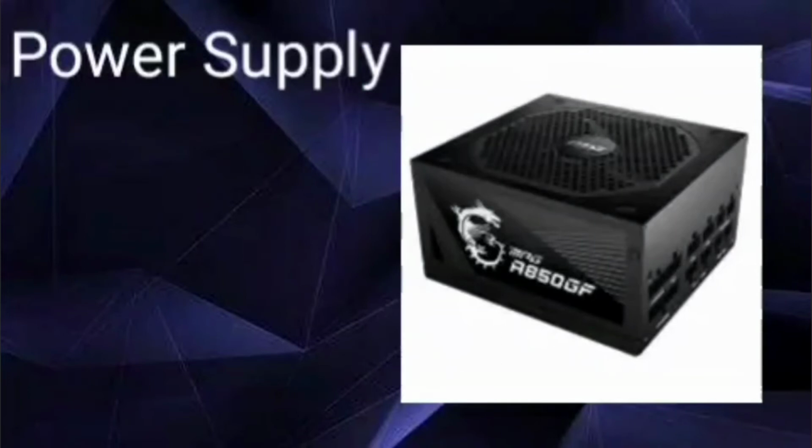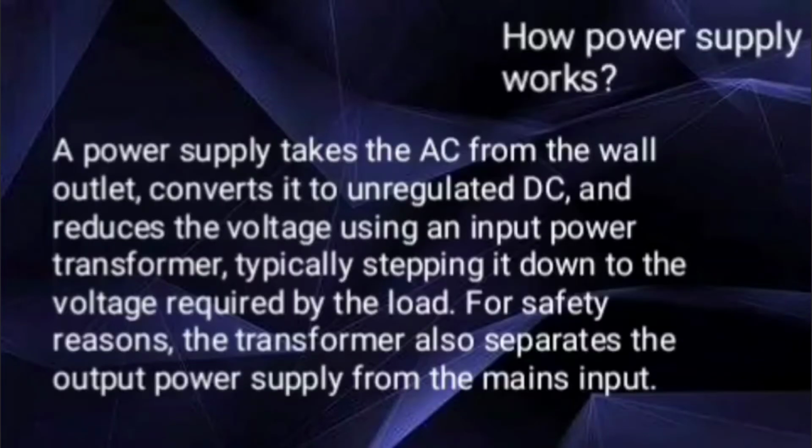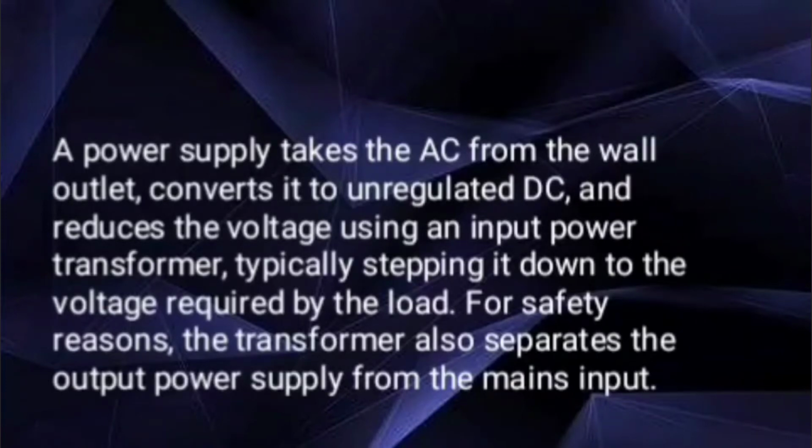Power supply. A power supply takes the AC from the wall outlet, converts it to unregulated DC, and reduces the voltage using an input power transformer, typically stepping it down to the voltage required by the load. For safety reasons, the transformer also separates the output power supply from the mains input.